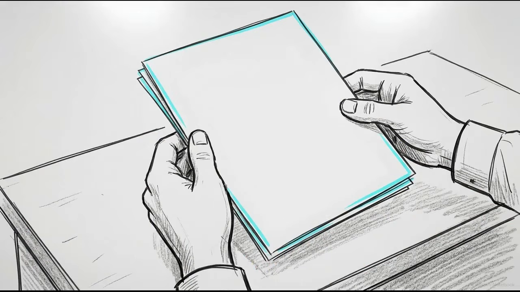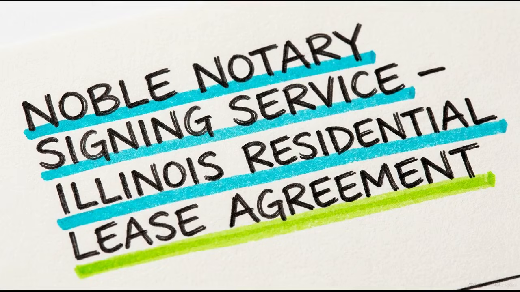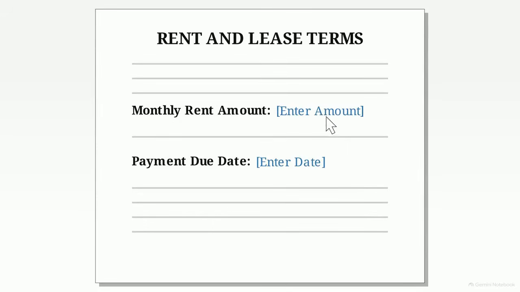Now that we know the requirements, we can structure the document. Using the Noble Notary template, our first task is locking in the foundational financial agreements. You will start by defining the exact rent amount and specifying the strict due date for payment each month.